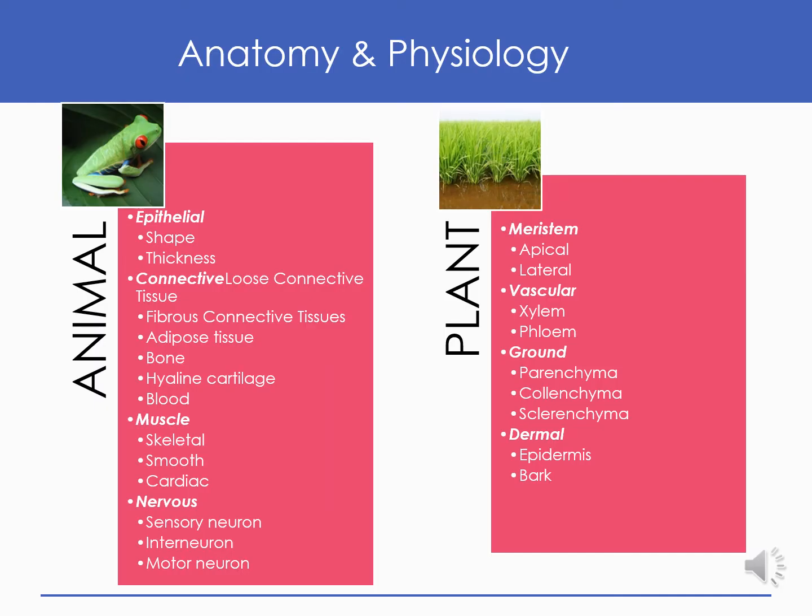In this chapter, you will also learn about the anatomy and physiology part of plants. These include the meristem tissue, the vascular tissue, the ground tissue, and the dermal tissue.